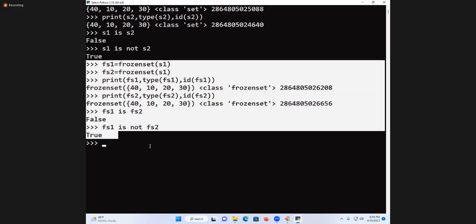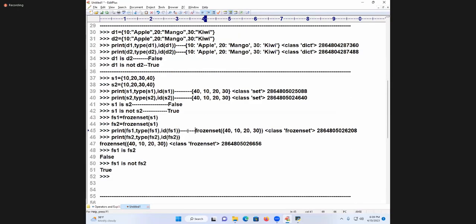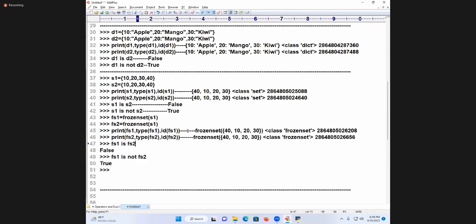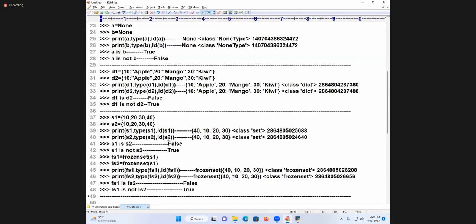So, coming to the point back. Frozen set discussion here. Done. FS1 is FS2 is false. FS1 is not FS2 is true. This is called frozen set. So coming to the point by list.